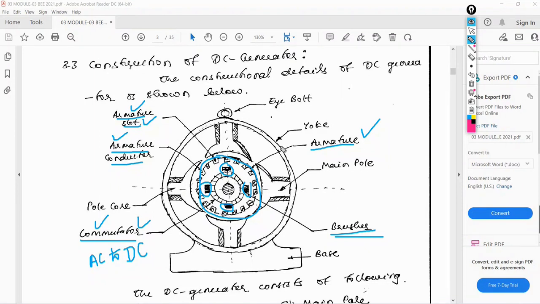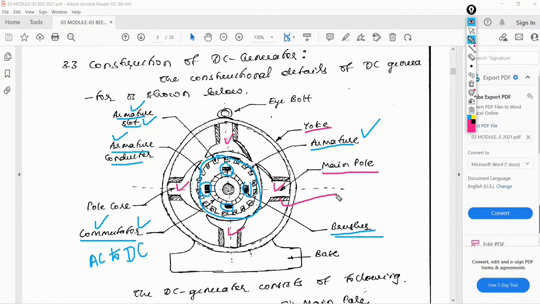The outer covering of the machine is called the yoke. This yoke carries a number of poles. This is a pole, this is also a pole, and this is also a pole. Normally we call these the main poles. What is the function of the main pole? The function of the main pole is to produce the magnetic flux. These poles carry the field winding itself.